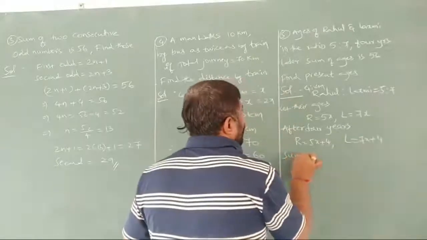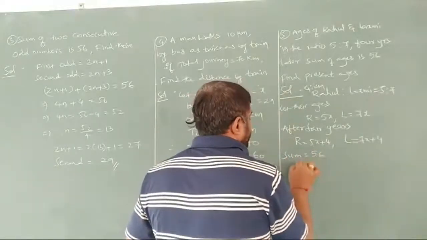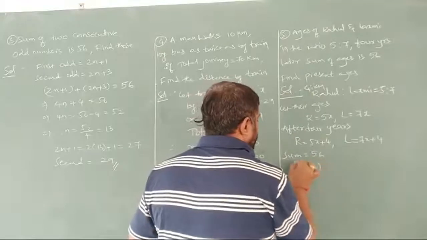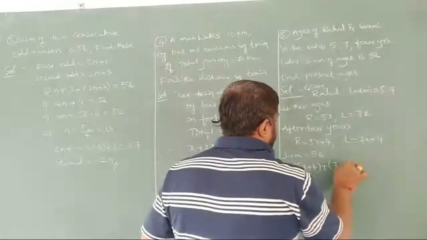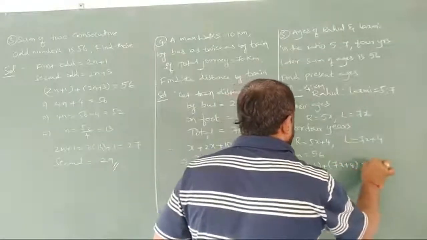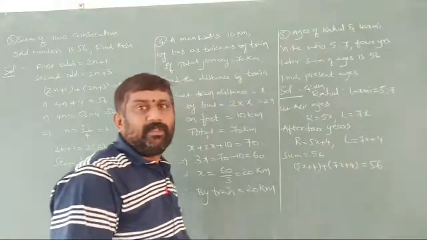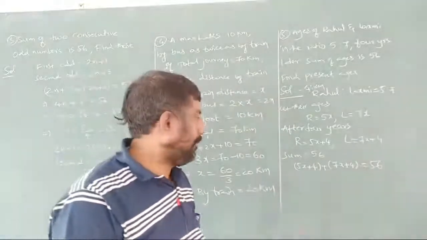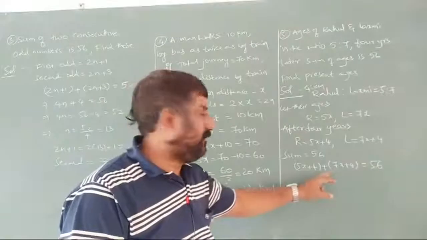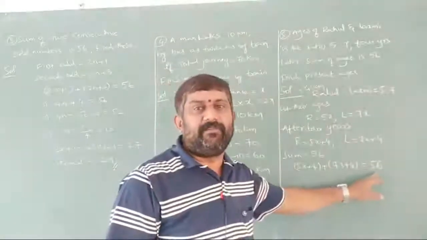So the sum is how much it is given? 56. So 5x plus 4 plus 7x plus 4 is equal to 56. This is the equation we are getting. 5x plus 4, 7x plus 4 is nothing but 56.